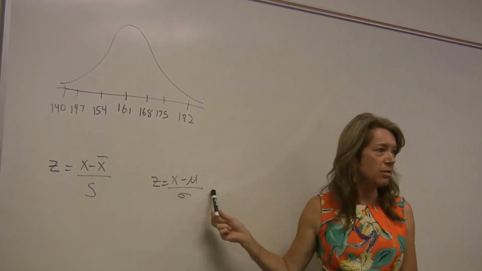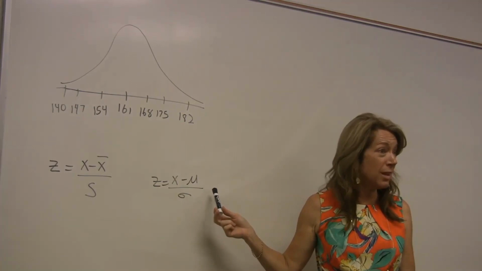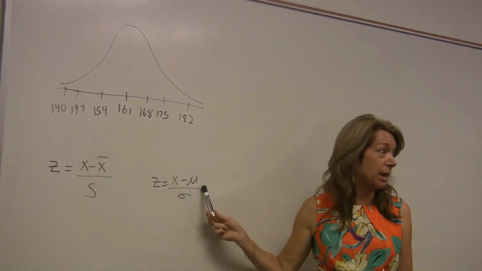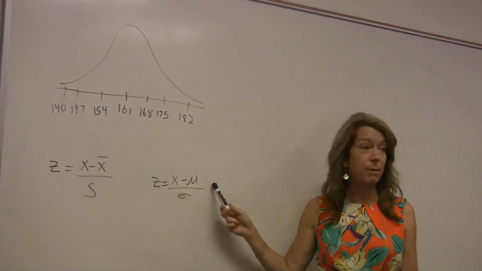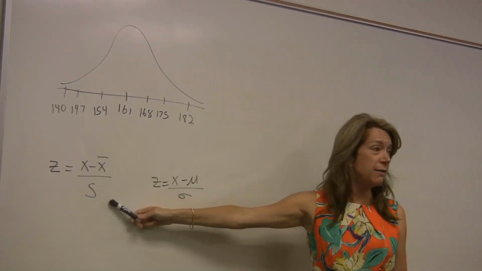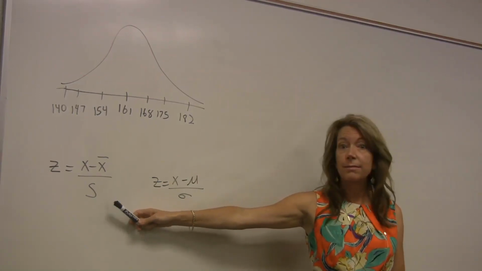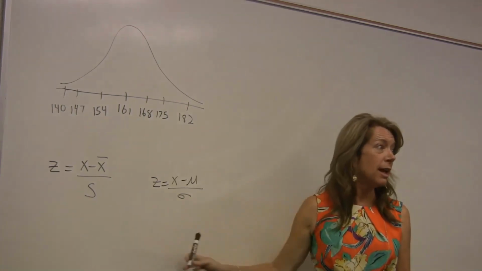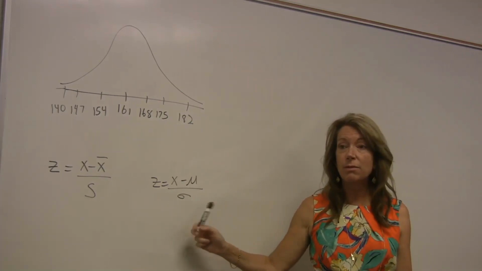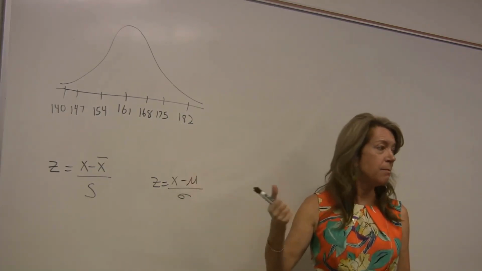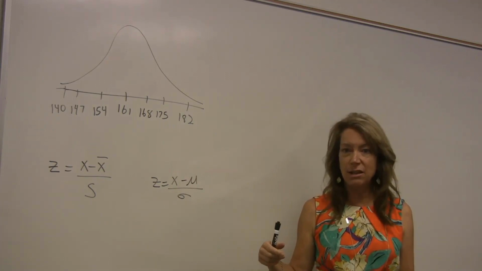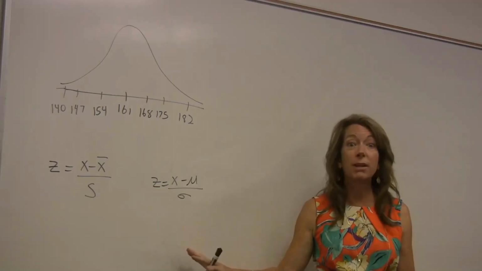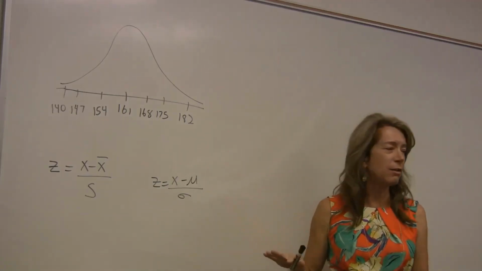Sample versus population. The formula is the same; it just depends on whether you're working with a sample or a population. I take x and subtract the mean. This is a sample mean, this is a population mean. Then I divide by the standard deviation. This one is for the sample, and this one is for the population. Both formulas are x minus the mean, divided by the standard deviation. Whether you're working with a sample or a population, the formula is the same. So let's talk about what those formulas are.